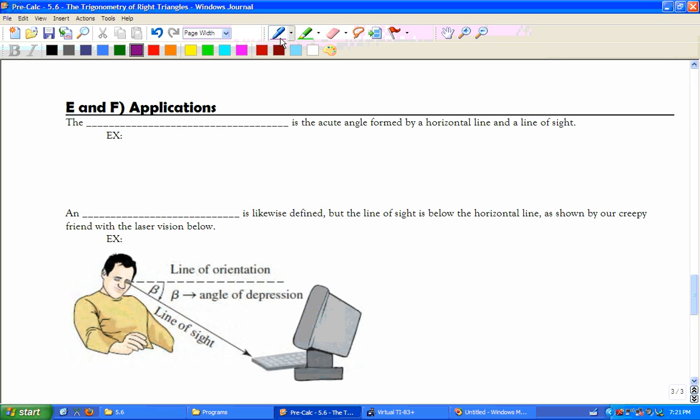Pre-calc students, the last thing we're going to look at are applications of right triangle trig. There's two terms you got to know. The first is the angle of elevation. It's kind of exactly like it says. It is the acute angle formed by the horizontal line and the line of sight.